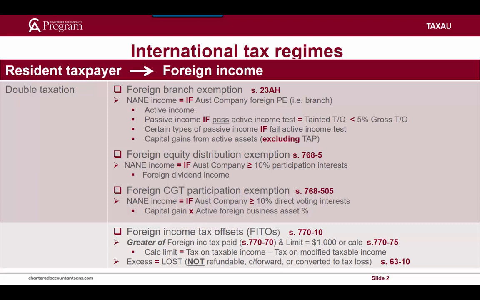Where foreign income does not qualify for an exemption, it is included in the taxpayer's assessable income. To minimise double taxation in this situation, Australia's international tax rules allow the taxpayer to claim a foreign income tax offset, or FITO, F-I-T-O, under Section 770-10 for foreign income taxes paid. The amount of the FITO is limited to the greater of the amount of foreign income tax that has actually been paid on the assessable income, and a $1,000 cap or a calculated amount. Broadly, what this limit does is allow a FITO up to an amount equal to the actual Australian tax payable on the foreign income.